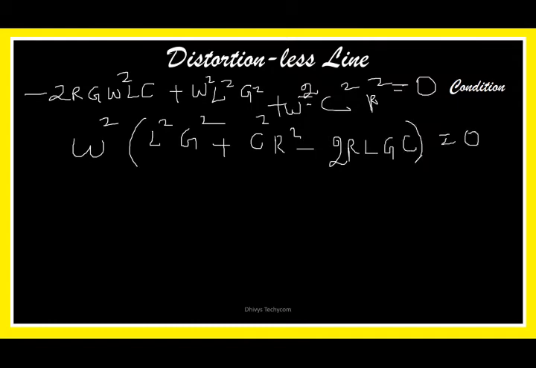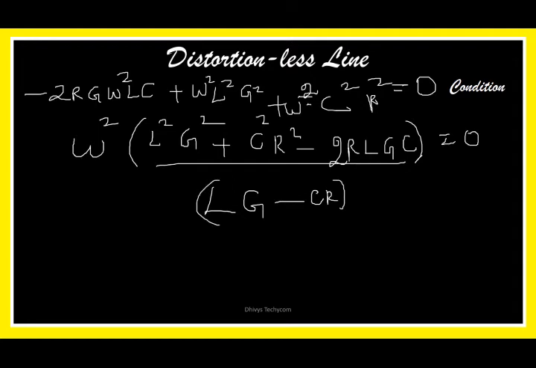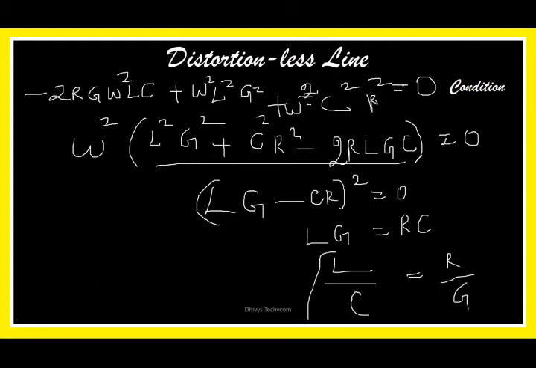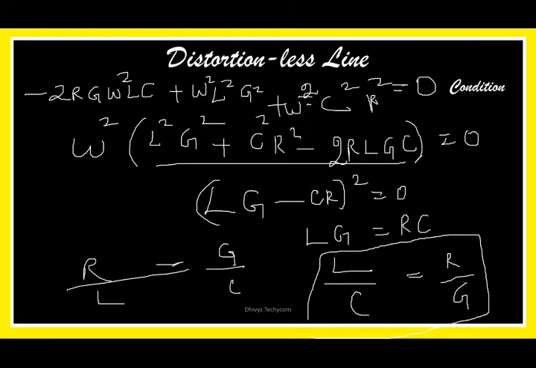This omega square, when it goes to the other side, will get cancelled. So if I rewrite the major term here, it will be (LG minus CR) the whole square is equal to 0. Taking the square root on both sides, LG is equal to R into C. So you can rewrite the equation as L divided by C is equal to R divided by G. The other way is R by L equal to G divided by C.